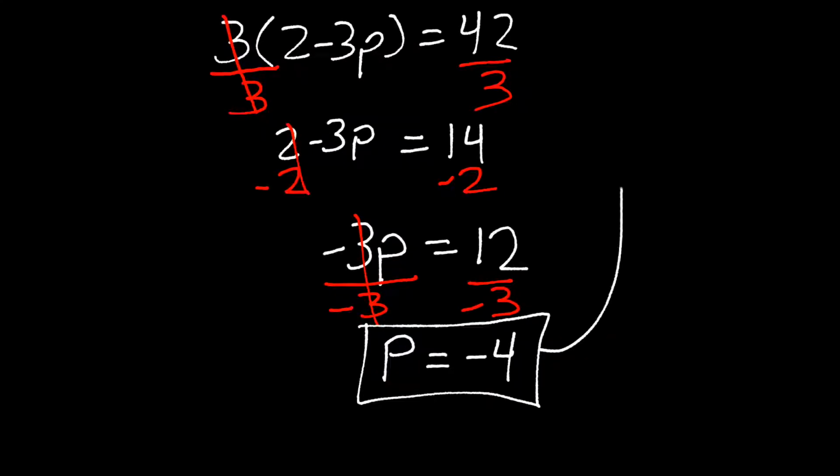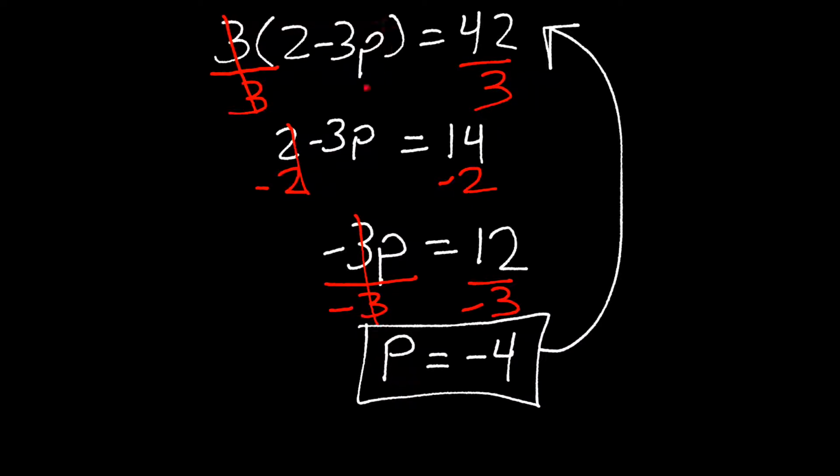If we were to take negative 4 and plug it back into the original equation, look what happens. We start with negative 3 times negative 4. That is positive 12. So we have a 2 plus a 12, which is 14. And 3 times 14 is 42. So it works out.